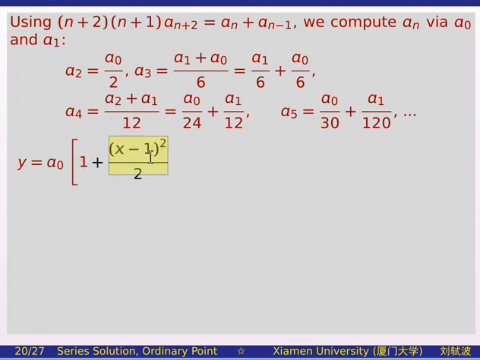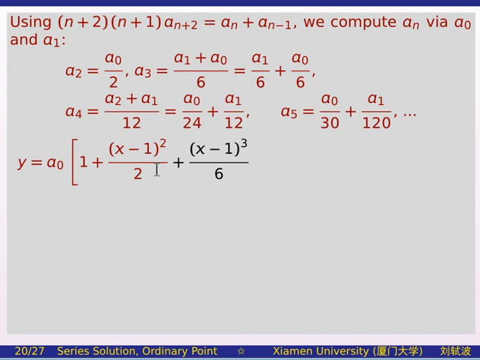Square term, that is A2. A2 is half of A0. So A2 is half of A0. Correspondingly, the coefficient of (x minus 1) squared is half of A0. But we subtract A0. We move A0 inside, in front of everything. Therefore, this is half of 1 over 2. The coefficient is 1 over 2 here.